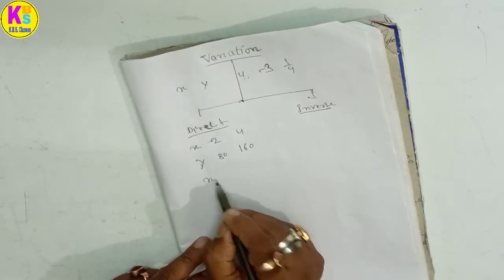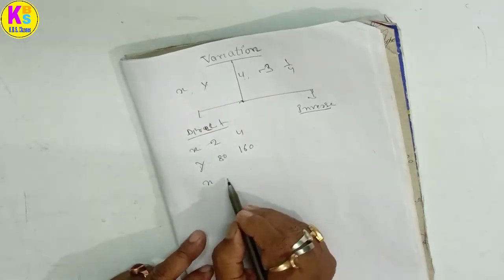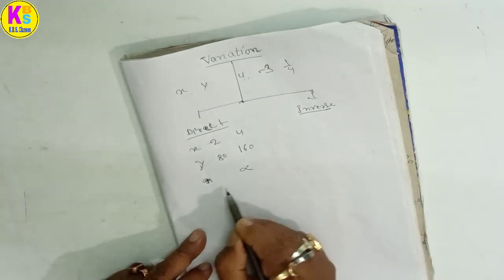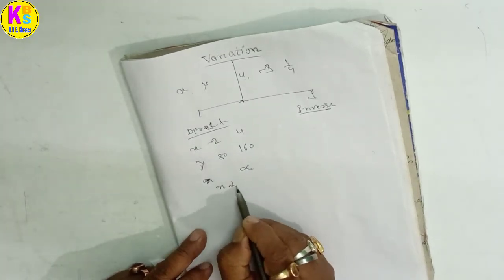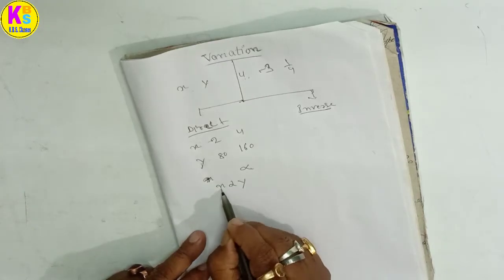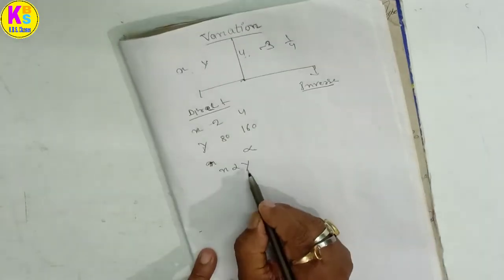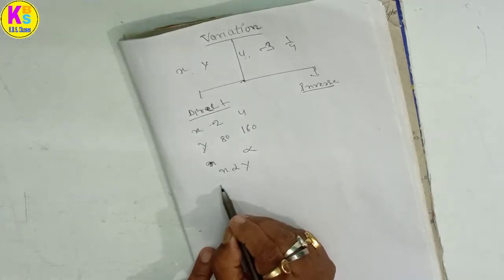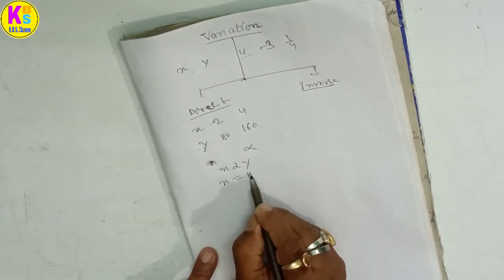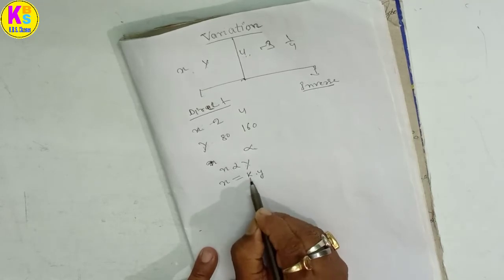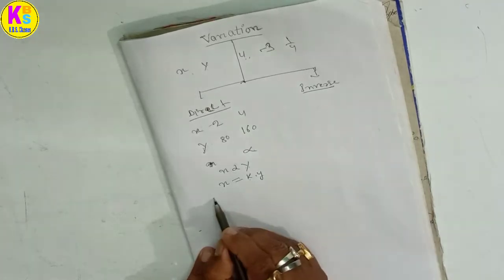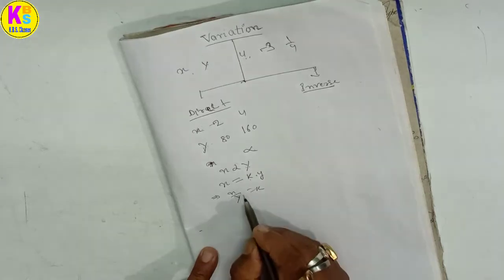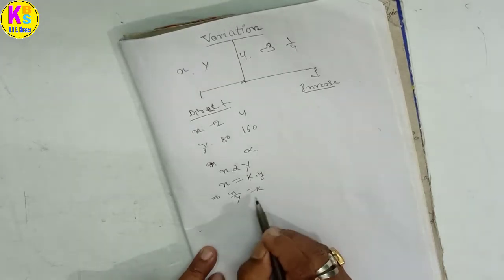You must know the sign of variation. This is the sign of variation. We can write x varies as y. This means x varies directly as y, and this sign is called the sign of variation. This can be changed to x equal to k into y. K is the constant. Then by equating it, x by y is equal to k. That means the ratio of x and y is constant.